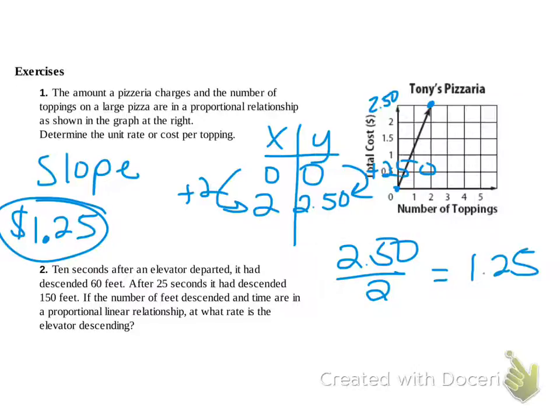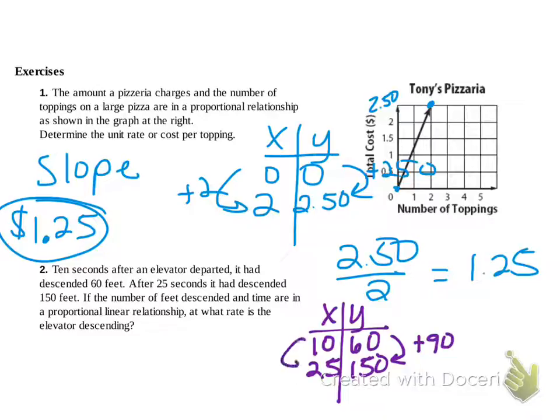So I need to make a table here. So x, y. After 10 seconds, it had gone down 60 feet, and after 25 seconds, it was at 150. So I can find this change here. That's plus 90. This is plus 15. So to find the slope, constant rate of change, I'm going to do the change in y divided by the change in x. So 90 divided by 15, which is going to be 6.